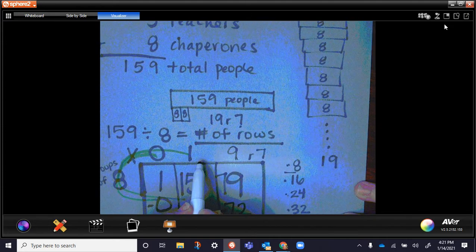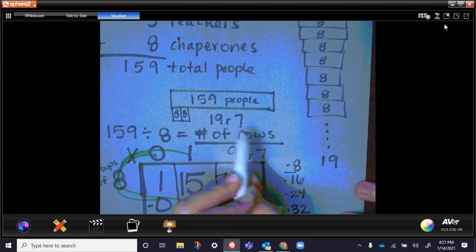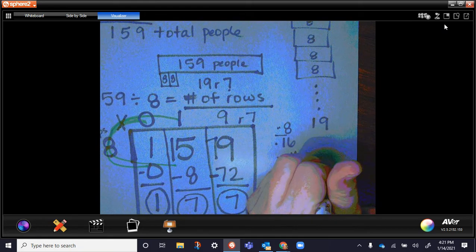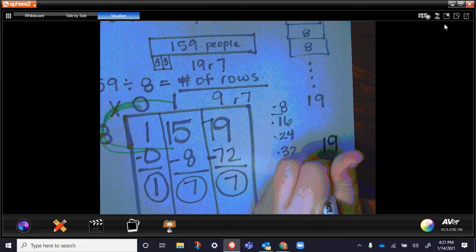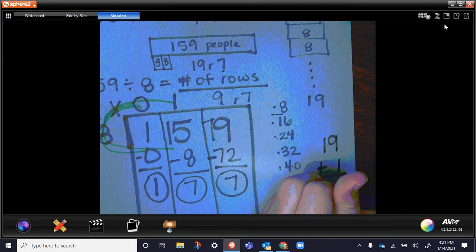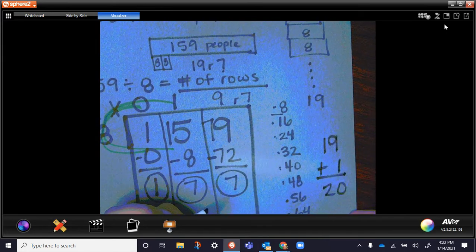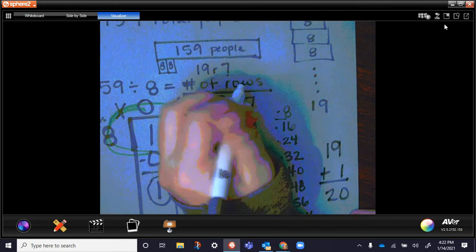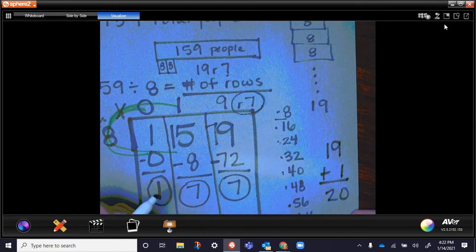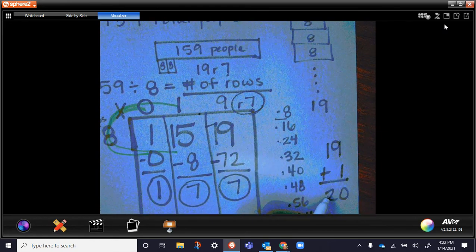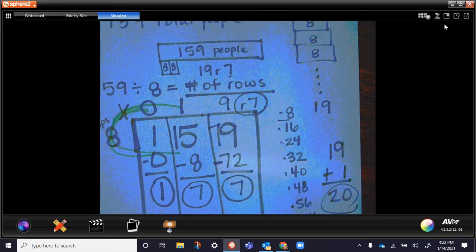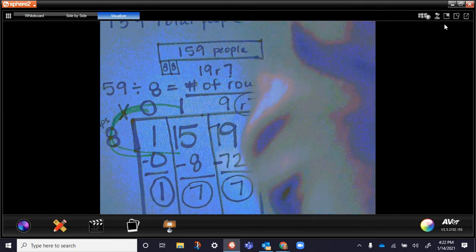They're going to reserve not 19, you have to bump it up. So this is one of those problems where you take your quotient, your answer, and you have to add 1 to make sure you have enough seats for everybody. So these extra 7 people, they want to see the show too. So instead of having 19 rows, we're going to bump it and we're going to have 20 rows. Okay, so 20 is our answer.